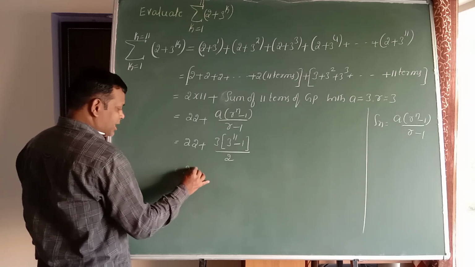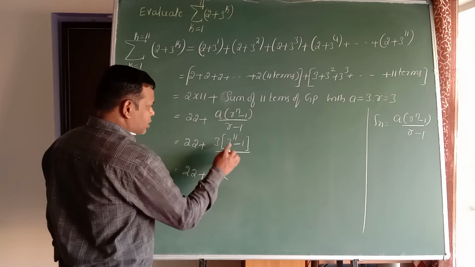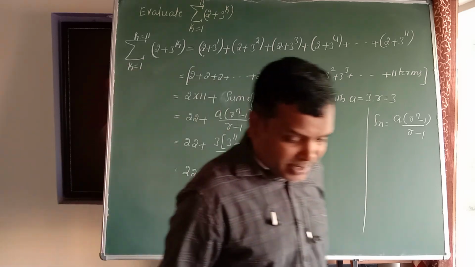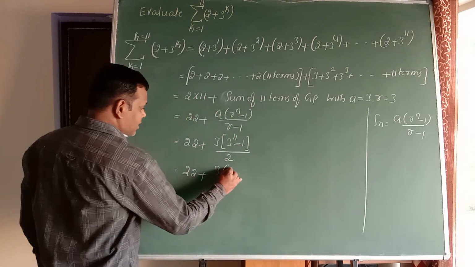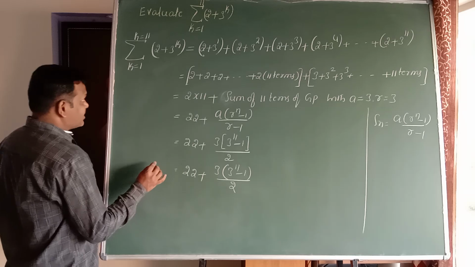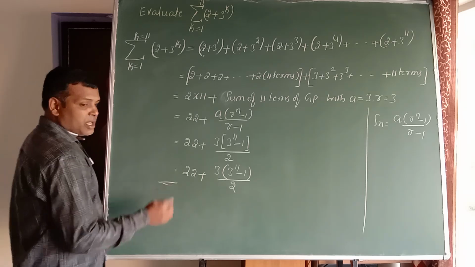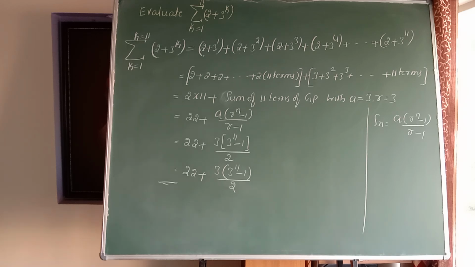That is equal to 22 plus 3 into 3 power 11 minus 1 divided by 2. What is 3 power 11? We can keep the thing like that. This is enough. If you want, you can express 3 power 11 and subtract 1 and simplify the answer if you want. Got my point? So this is all about sum problems. Got my point?